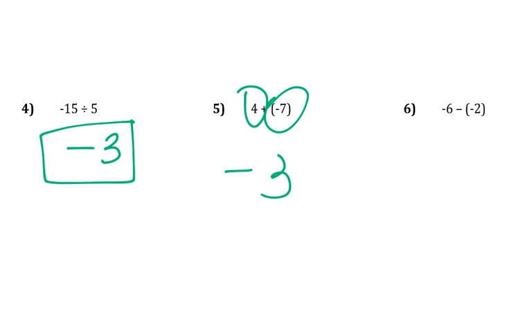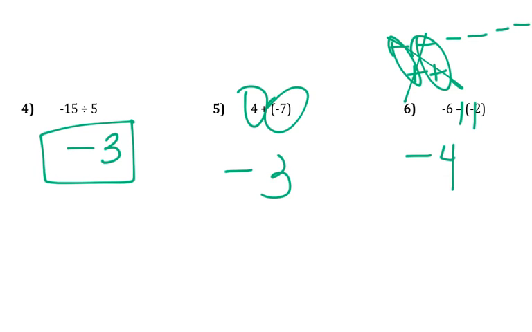Okay, number 6, I've got -6 minus a -2. So if you remember from previous experience, when you have minus a negative, that's plus a positive. Okay, so we are going to say I'm going to lose 6, so -6, and then it's going to be plus 2. So these are going to cancel out, zero pairs, and I'm left with -4.